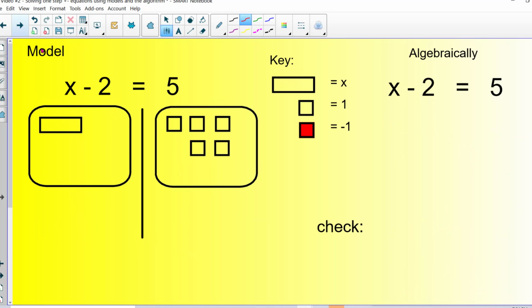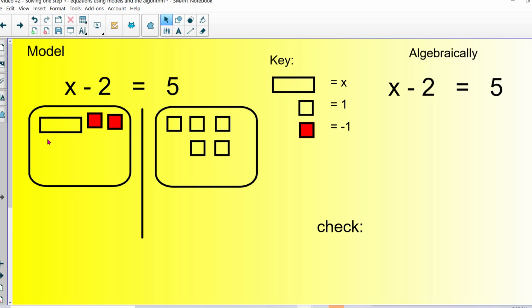Let's try another one. Now this one is going to be x minus 2. What am I going to put over here to show -2? If in our previous example it was x plus 2 and I used 2 positives, so now to show x minus 2, I'm going to use 2 negatives. So this is going to be x minus 2 is equal to, the other side of the equation, 5.